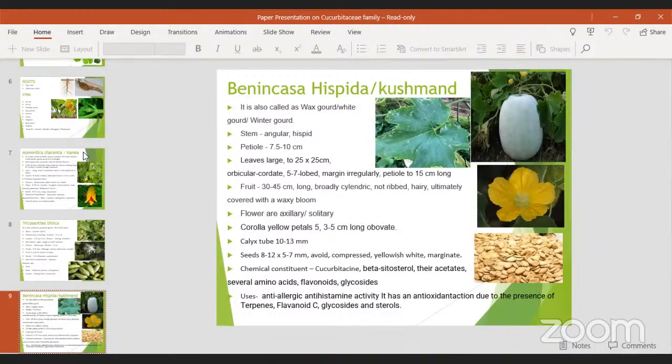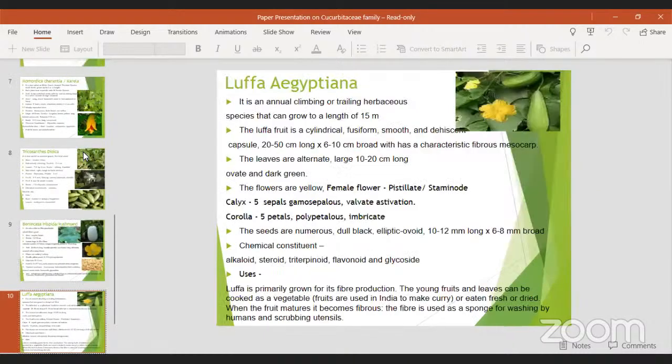Then the next drug is Luffa aegyptiaca. It is an annual climbing or trailing herbaceous species that can grow to a length of 15 meters. The fruit is a cylindrical, filiform, smooth, and dehiscent capsule, 20 to 50 centimeters long and 6 to 10 centimeters broad, which has a characteristic fibrous mesocarp. The leaves are alternate, large, 10 to 20 centimeters long, ovate, and dark green. The flowers are yellow. Female flowers are pistillate, staminose.